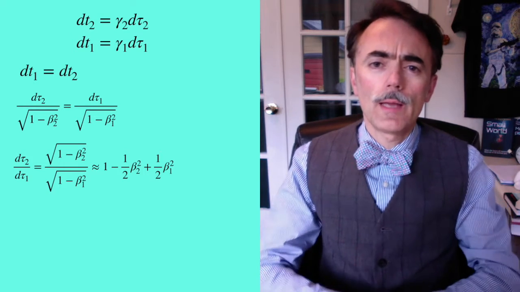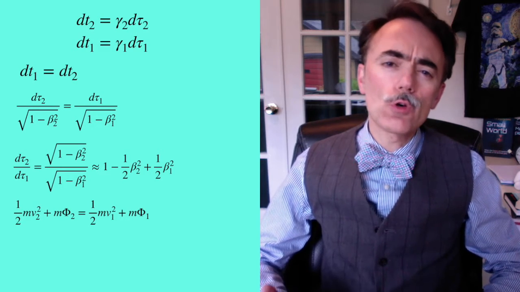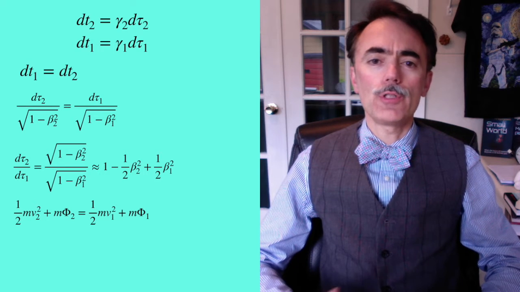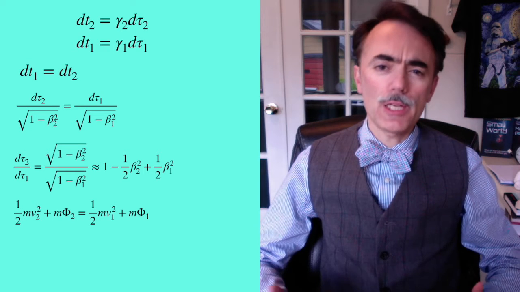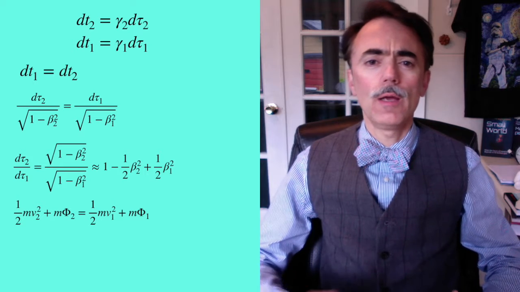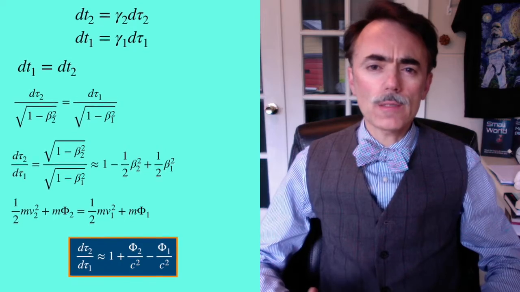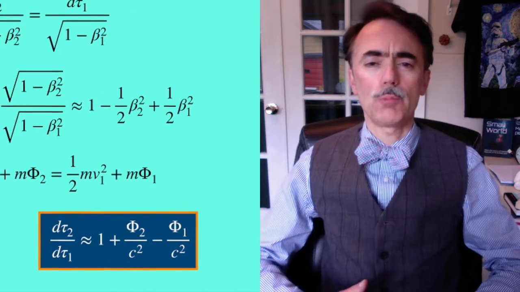In your free fall, energy, kinetic plus potential, is conserved. Because we are near the surface of the Earth and the speeds are not too high, we can approximate the kinetic energy by 1/2 mv squared. We can also expand in Taylor series and substitute the velocity in this expression in terms of the potential energy. So we have that the rate of time of the fixed clocks depends on the gravitational potential. There is time dilation due to gravitation.